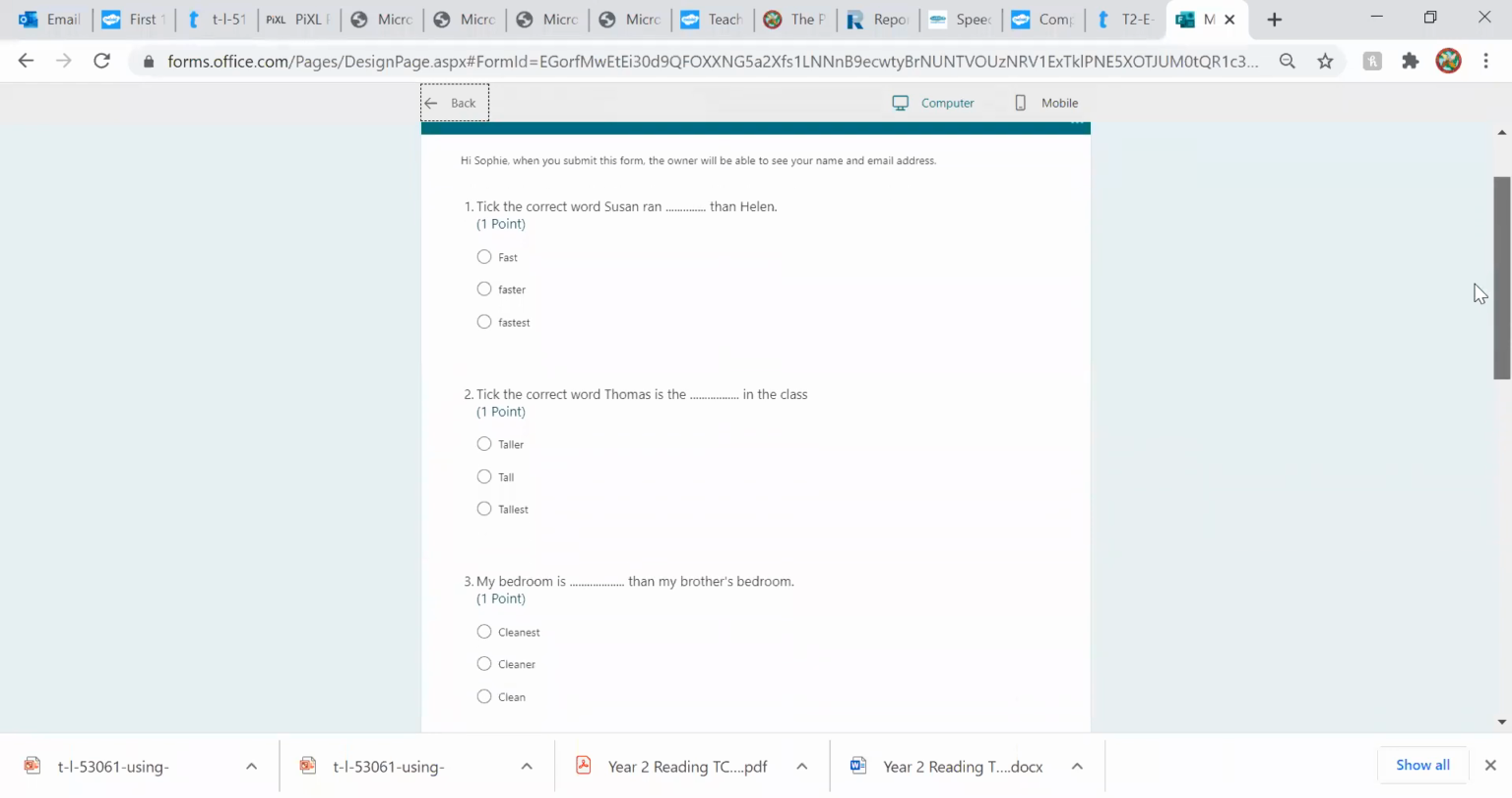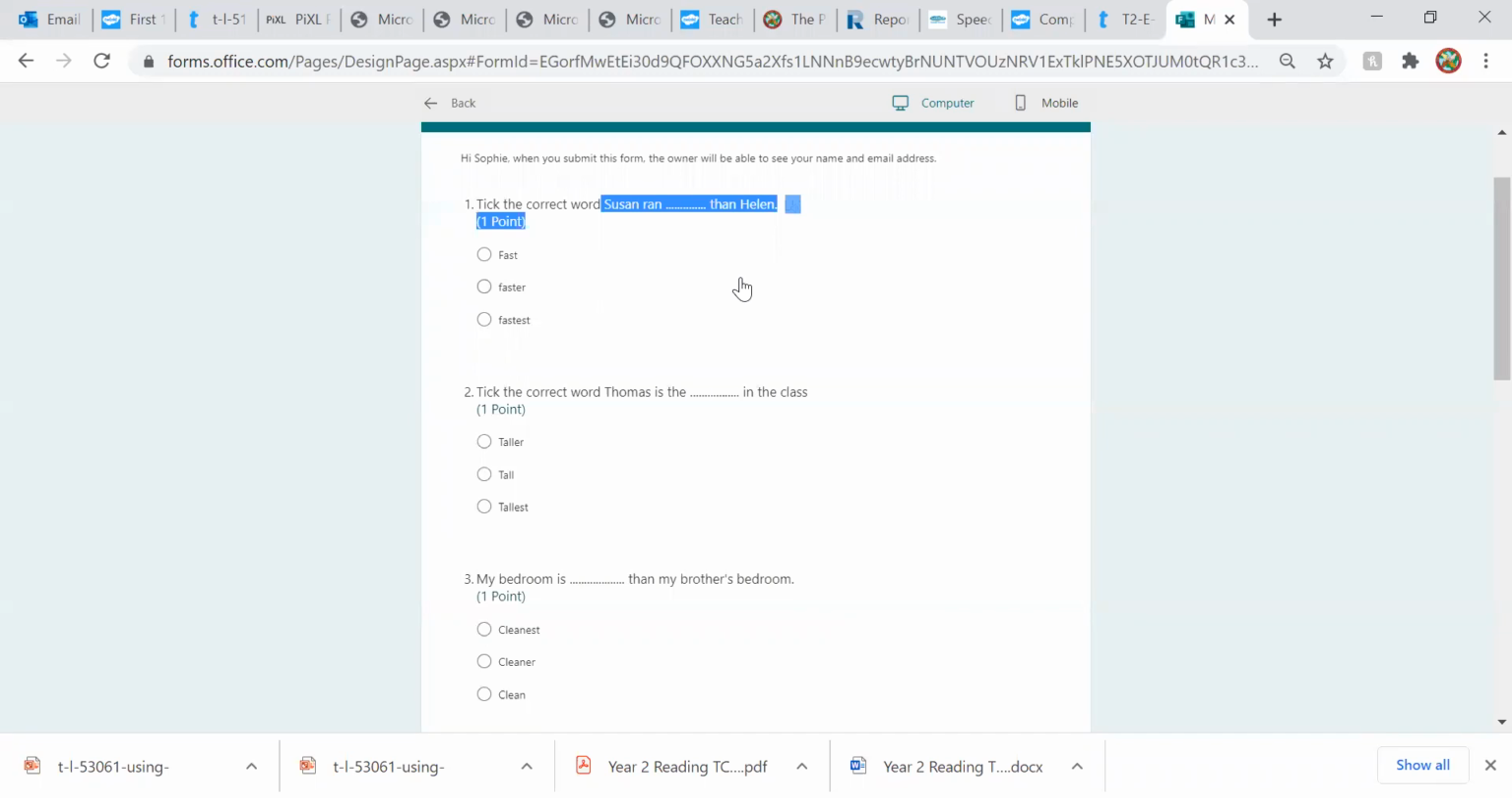Okay, so your quiz for today looks like this. It says tick the correct word, and then it gives you a sentence, and you've got to read that, say it out loud if you can, and then select the correct word. So we've got adjectives, superlatives, and comparatives. It's really important you say or read the sentence so you know which one makes sense. So the first one: Susan ran something than Helen. Is it Susan ran fast than Helen? Susan ran faster than Helen, or Susan ran fastest? So make sure you're reading the sentence carefully.